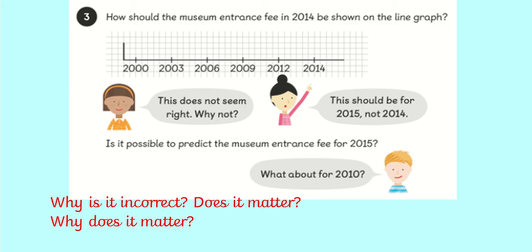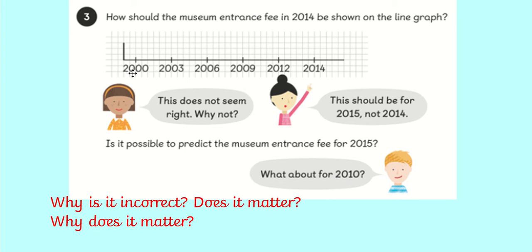Let's keep going then. How should the museum entrance fee in 2014 be shown on the line graph? Take a look at this here. This does not seem right. Why not? Pause the video, have a little think. Why isn't that quite right?